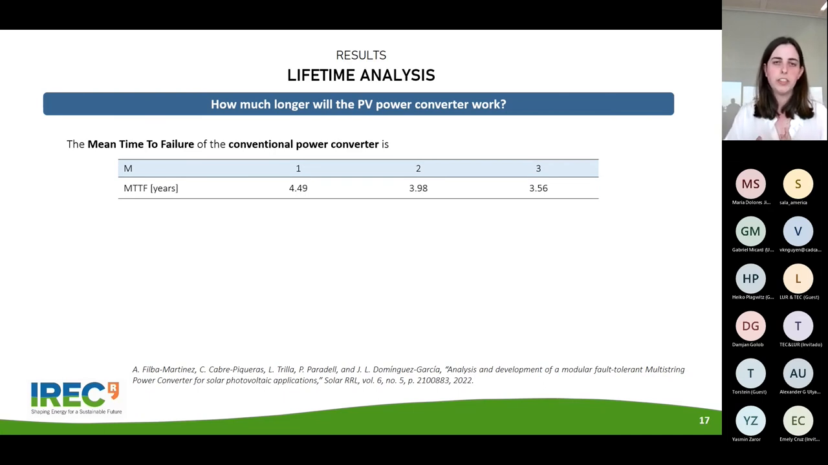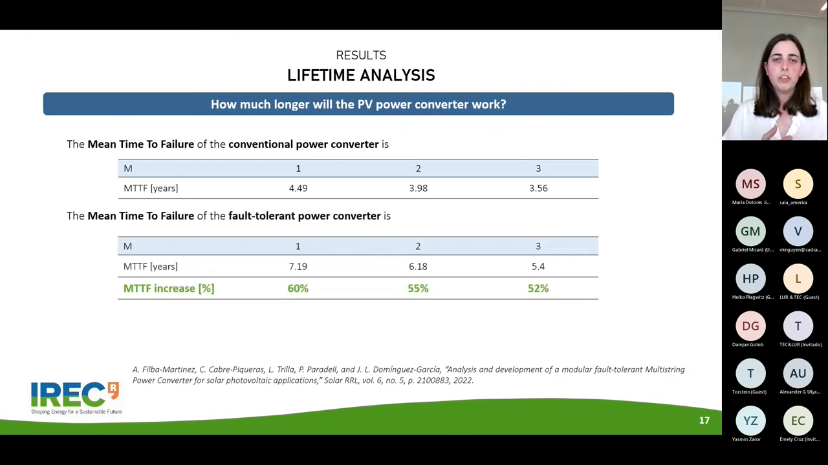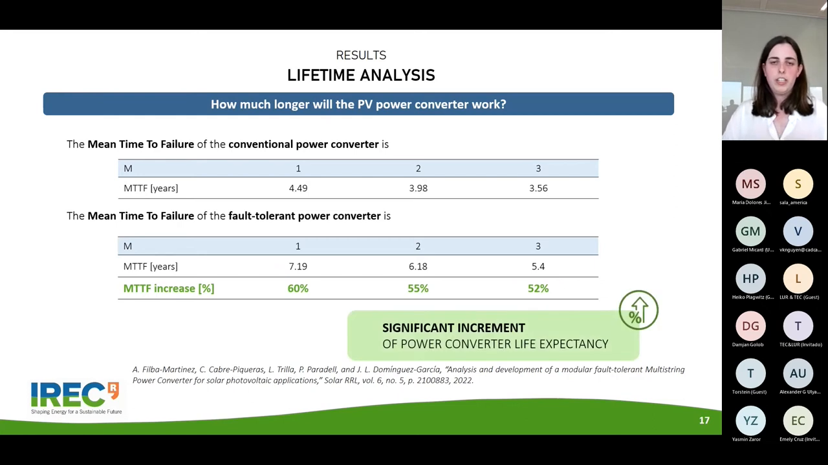For a conventional converter, it also varies with the number of modules, because the more modules we have, the more probability for one to fail. Taking as a reference the case of one module, the mean time to failure of a conventional, non-fault tolerant converter will be 4.5 years, more or less. With the presented fault tolerant converter, we're able to increase this mean time to failure by 60% in the case of one module, and a little bit less as we add modules. But anyway, we're able to increase the lifetime of the converter by more than 50%, which is a significant increment.